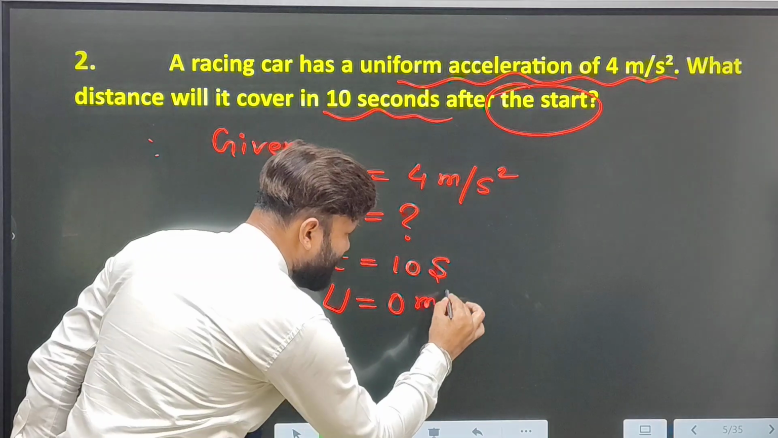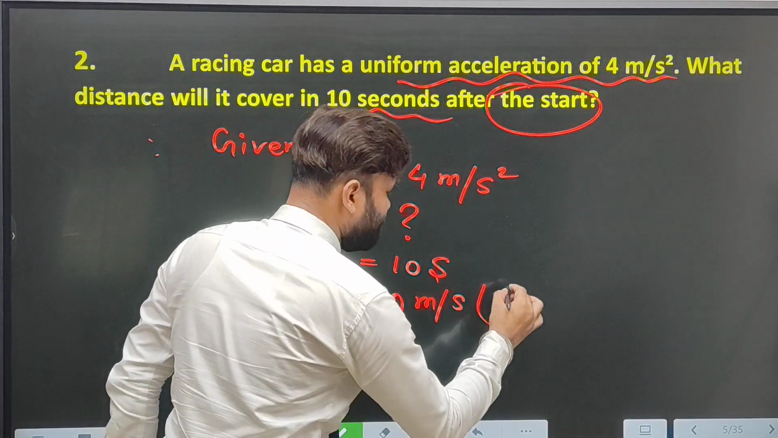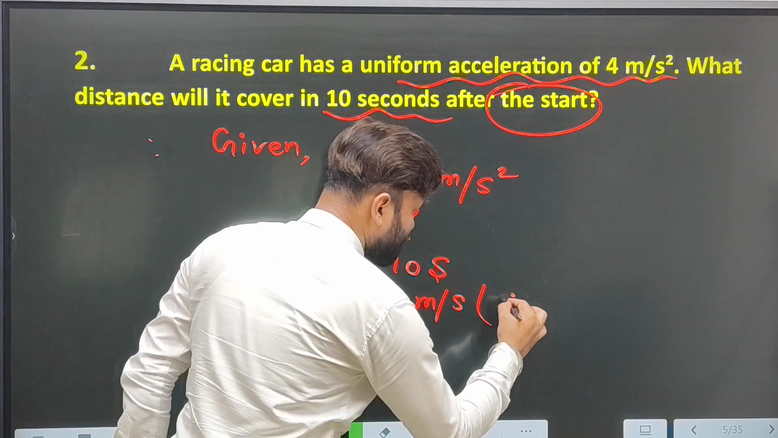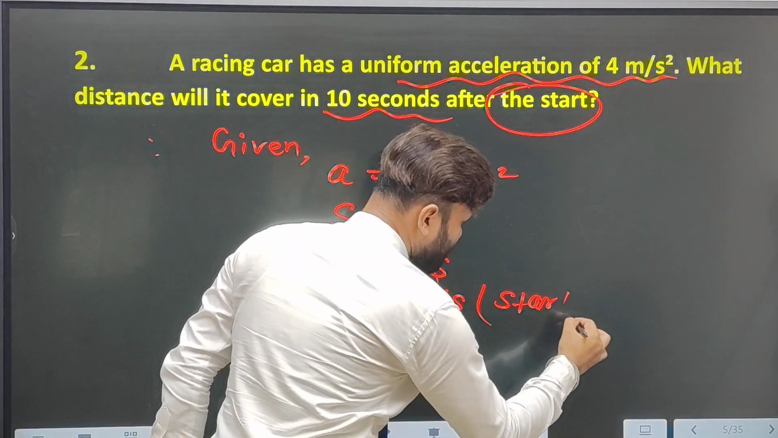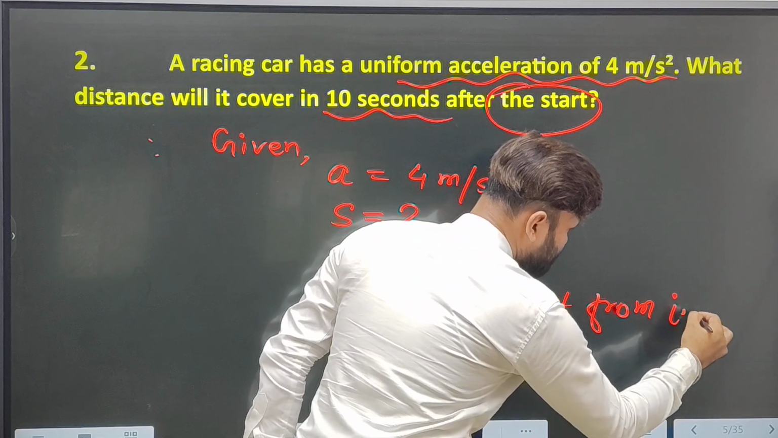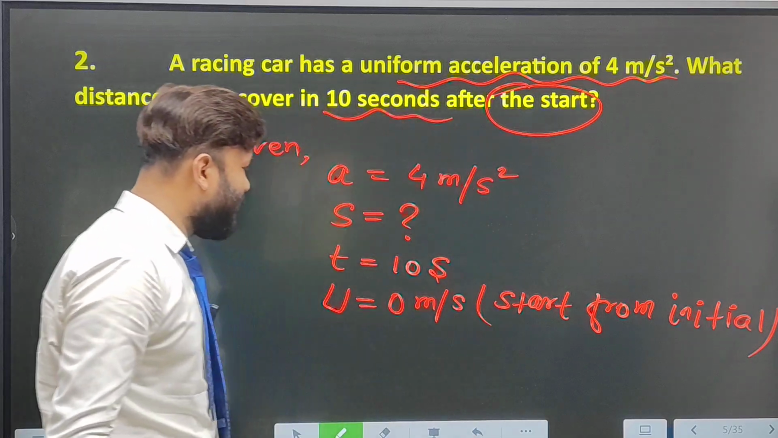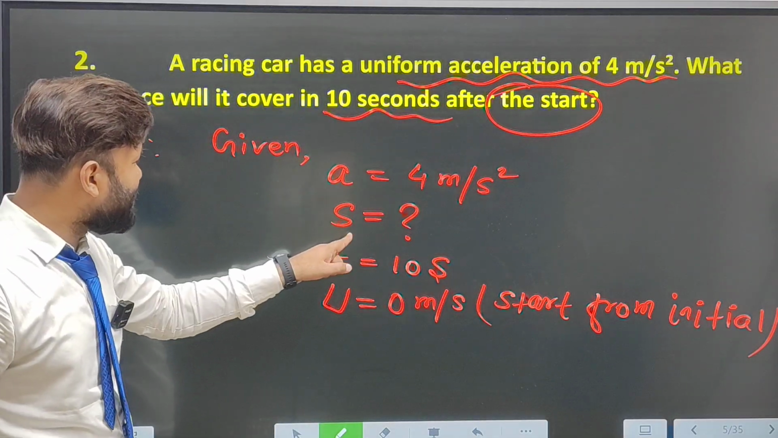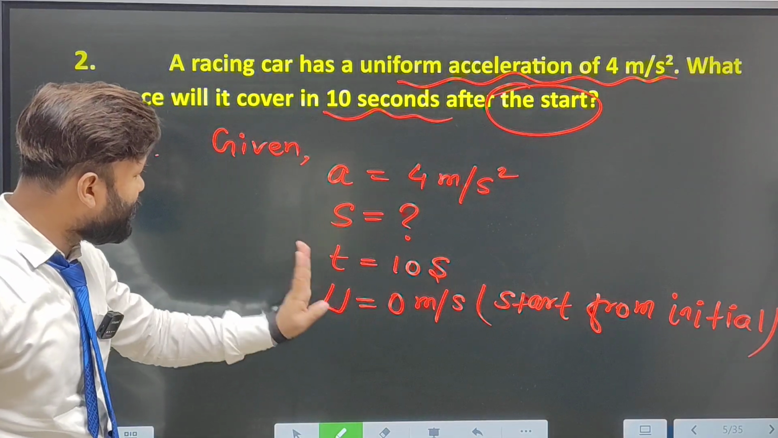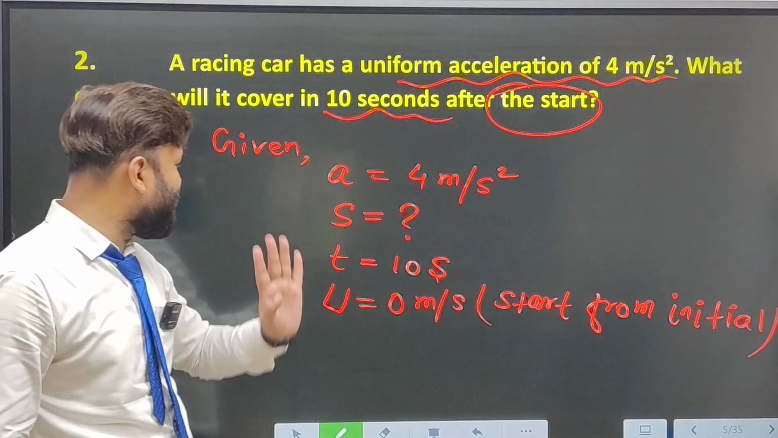So why have we taken 0? Because the car has started from the initial. Okay, so A is given, T is given, U is given, and we have to find S. What we have to find? We have to find distance, S.